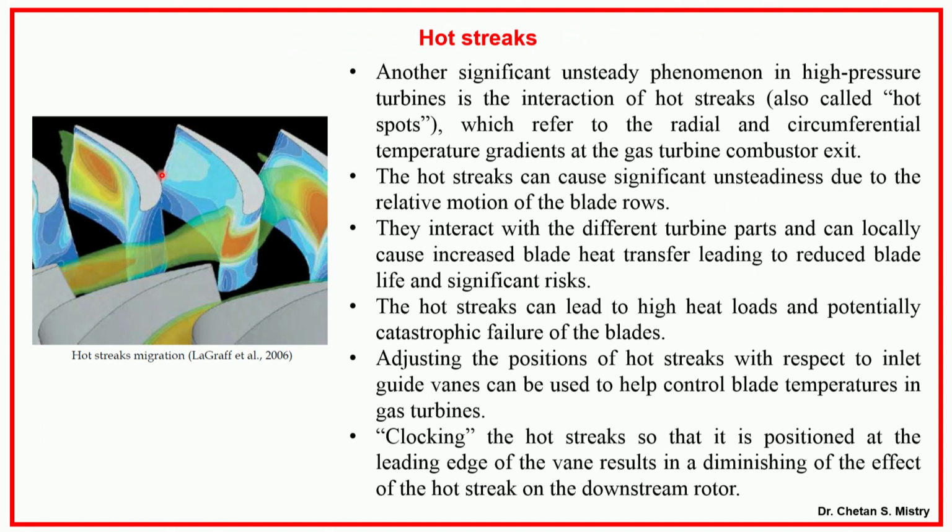This is what we say in terms of hot streak, what we have discussed. If you look here, this is my nozzle vane and this is my rotor. What is happening? We have the variation of temperature both in the circumferential direction as well as in the radial direction. So it will be impinging locally in a particular region, and in that region the local temperature will be rising. If that is the case, what will happen? You will have melting of that particular blade section.